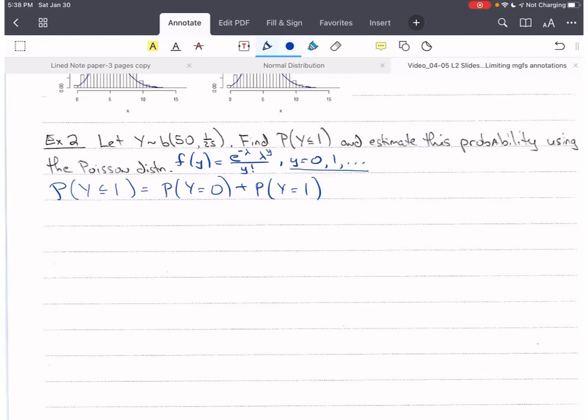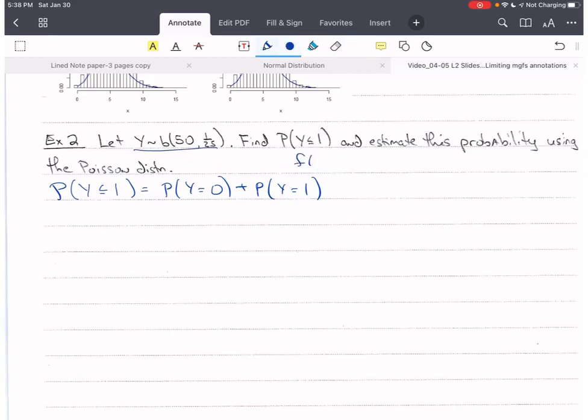Okay, so as a binomial, we know that, no, I'm sorry, this is not y. This is, we'll call it x. Sorry, but that was the Poisson. But y, I'm sorry, is a binomial.